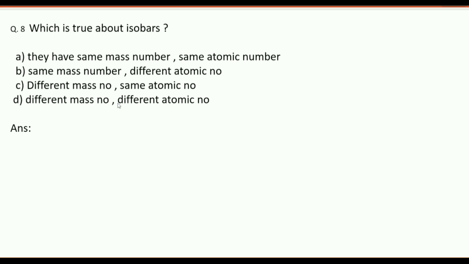Question 8, it is a very simple question. Which is true about isobar? They have same mass number, same atomic number, same mass number, different atomic number, different mass number, same atomic number, different mass number, different atomic number. So isobar is same mass number and different atomic number. That's isobar. And isotope is same atomic number, different mass number.